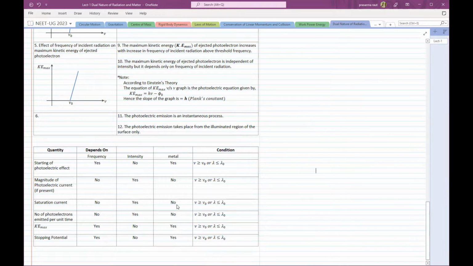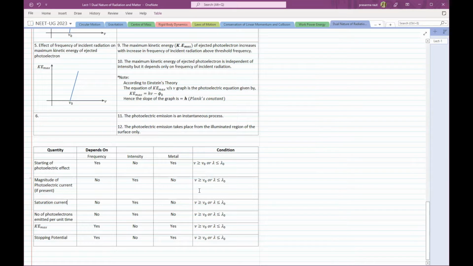From what we have studied so far, starting of photoelectric effect depends on frequency, is independent of intensity, but depends on the metal, meaning which metal you are using. The condition here is frequency must be greater than or equal to threshold frequency, or wavelength of incident radiation must be less than or equal to threshold wavelength. Then magnitude of photoelectric current, if present, is independent of frequency, but depends on intensity, and is independent of metal. The condition is the same everywhere: frequency must always be greater than or equal to threshold frequency.